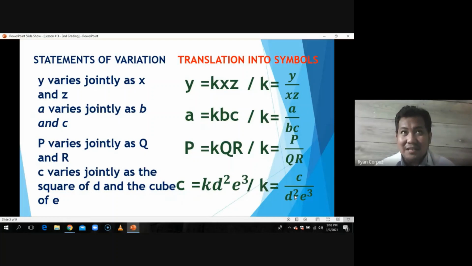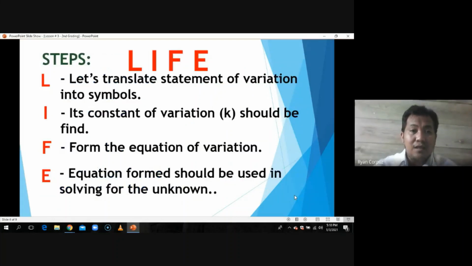So see, it's just like direct variation. Yun nga lang kaibahan niya is that it involves more quantities, not just only two quantities. So in the case of this, it involves three quantities. But the way of translating it is just like the way of translating direct variation. Then just like what we did on solving direct and inverse variation, direct square and inverse variation, ganun din yung way na gagamitin natin to solve joint variation. Still, we are here going to apply the steps that we call LIFE.